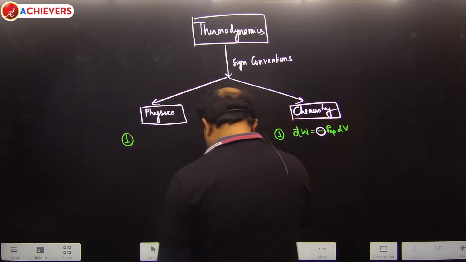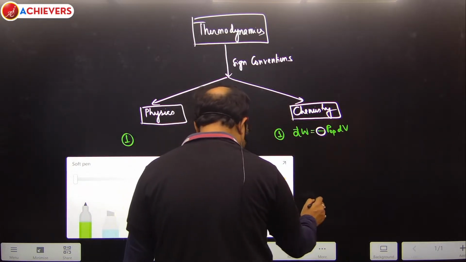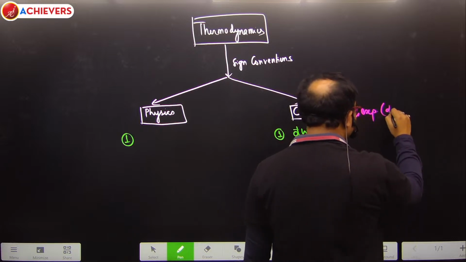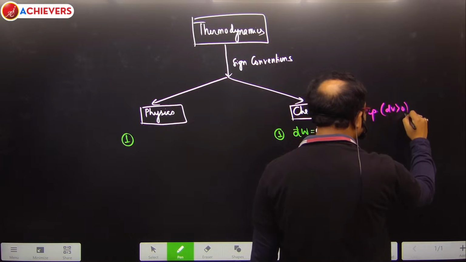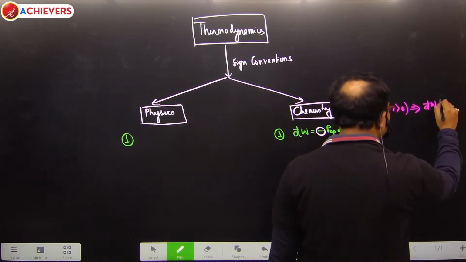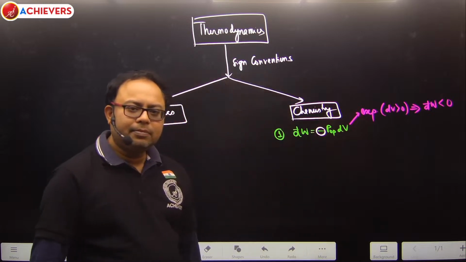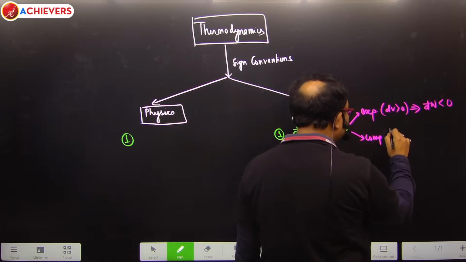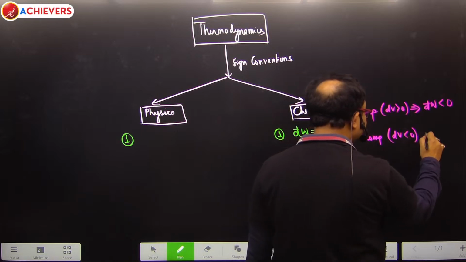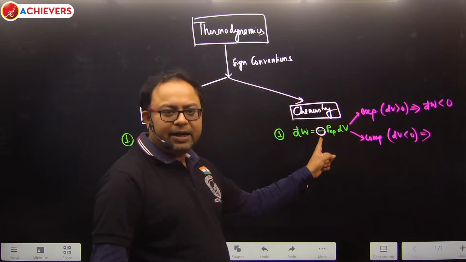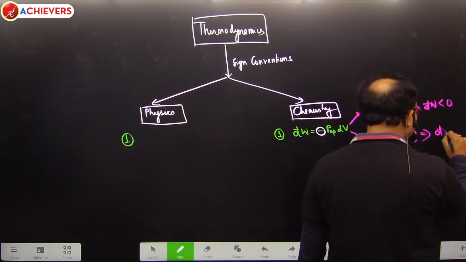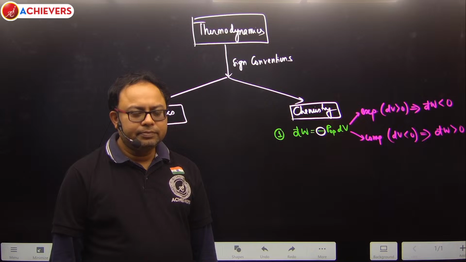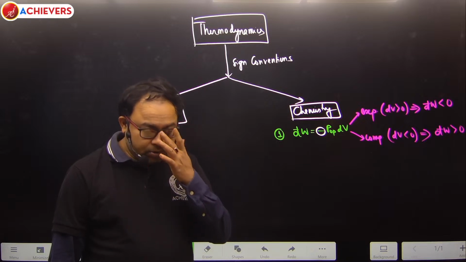That means for the process of expansion, where dV is positive, d cut W is negative. And for the process of compression, where dV is negative, what will happen? Negative multiplied by negative, it becomes positive. d cut W is positive. Understood?